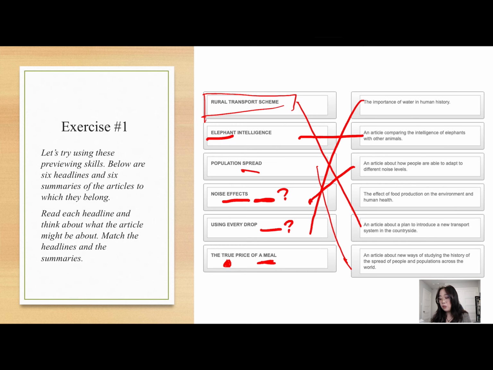The true price of a meal involves improved food production, maybe polluting the environment while producing that food. Let me see. The effect of food production on the environment and human health. Yes, exactly. So this is what happens when you're previewing the headline and making a prediction on the content of the text. Hopefully this can help.